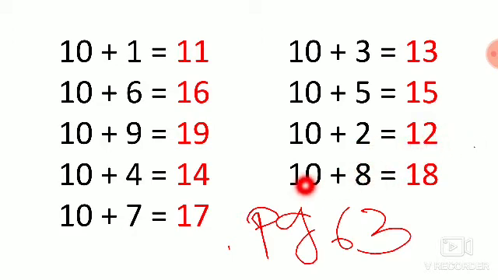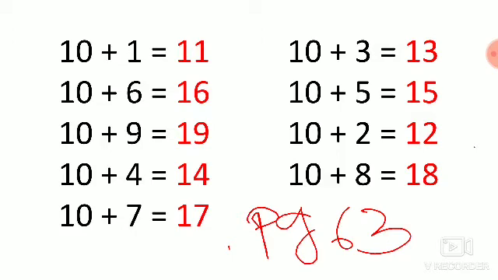The last sum in page number 63 is 10 plus 8. 10 in the mind, 8 in the finger. After 10, 11, 12, 13, 14, 15, 16, 17, 18. The answer is 18. Up to this, page number 63 book exercise gets over.